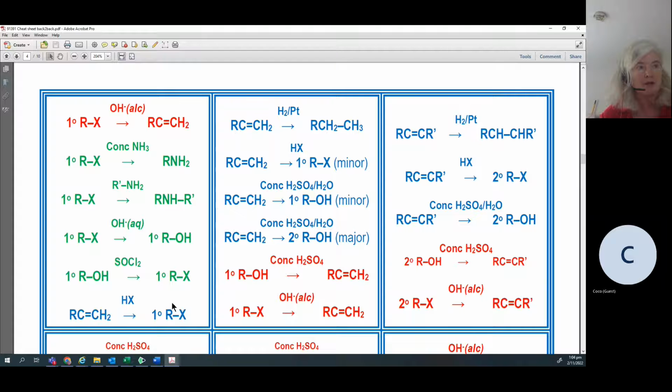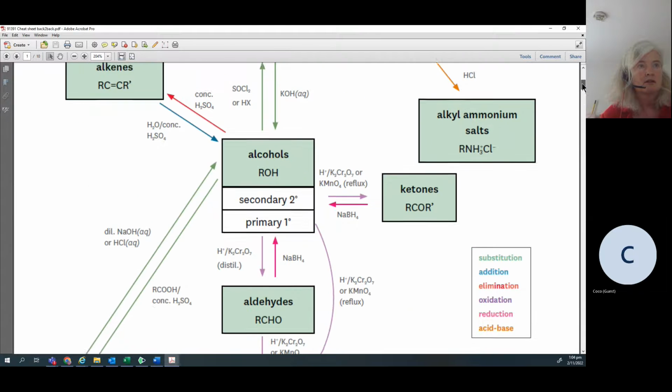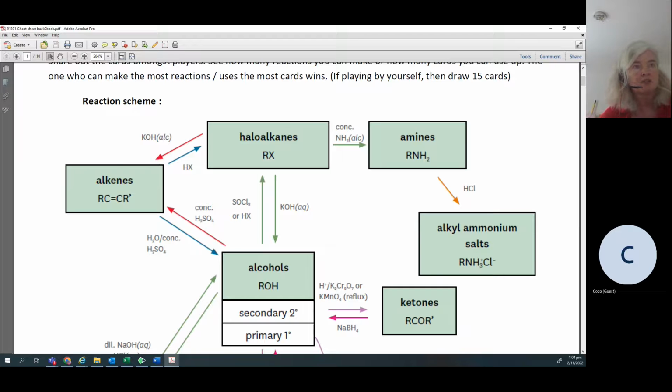You can make a primary haloalkane from an alkene, a terminal alkene, so it's got to be one where the CC double bond is at the end. Or you could make a primary haloalkane from a primary alcohol. So if I go back to this over here, where we had haloalkanes, these are the reactions: you can make an amine with it, or an alkene, or an alcohol. Those were those reactions. And there were those two ways you could make a primary haloalkane: from a primary alcohol, or from an alkene, in particular a terminal alkene.